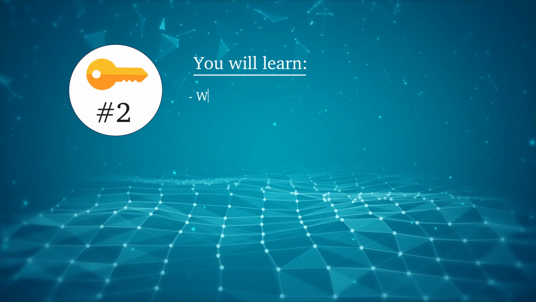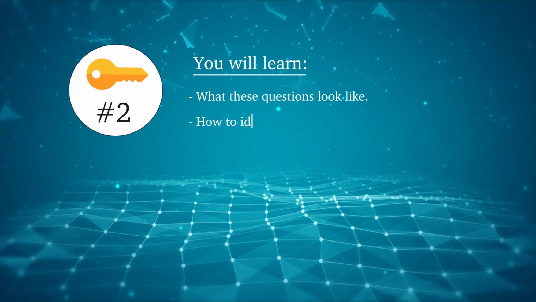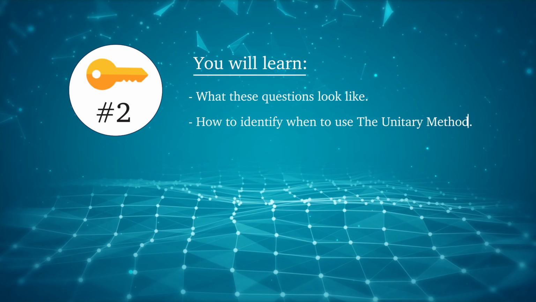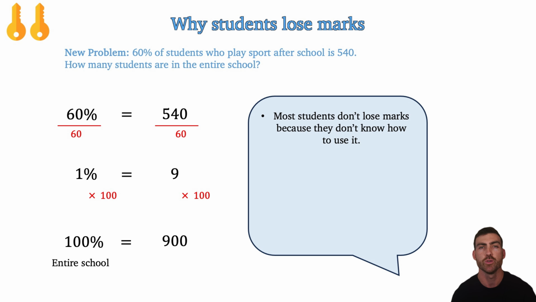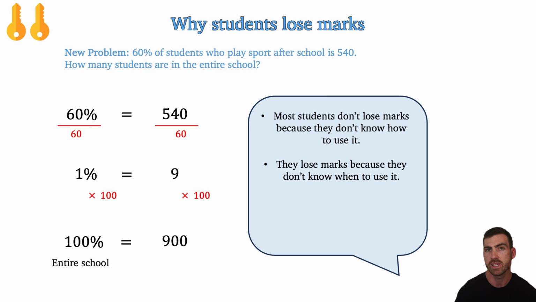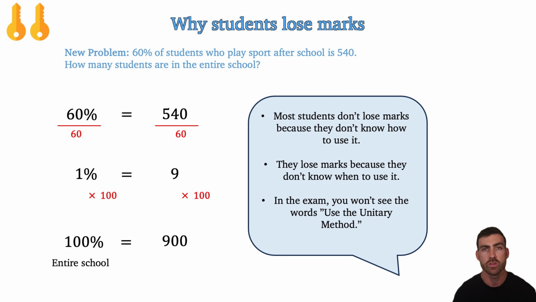In this section, you will learn what these questions look like and how to identify when to use the unitary method. Now here's the real problem. Most students don't lose marks because they can't do the unitary method. They lose marks because they don't know when to use it. In an exam, you won't see the words "use the unitary method." You need to recognize the situation yourself. So how do you know?